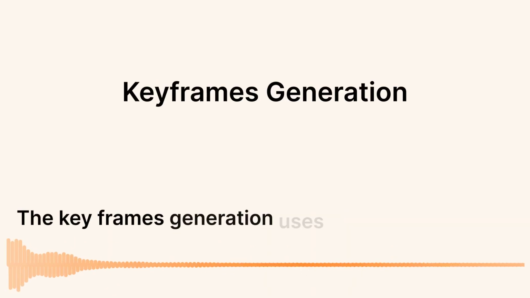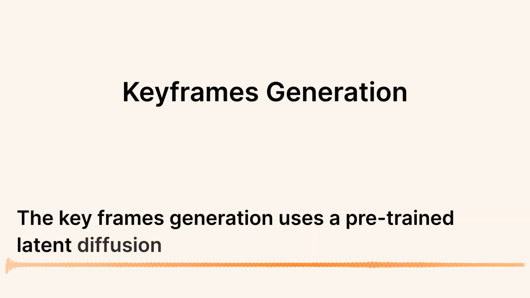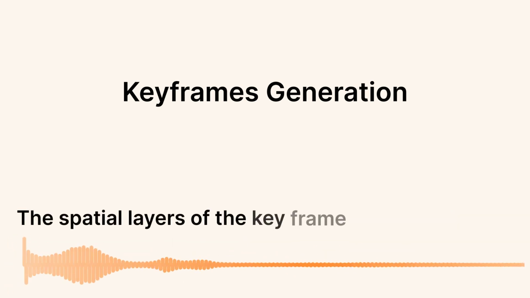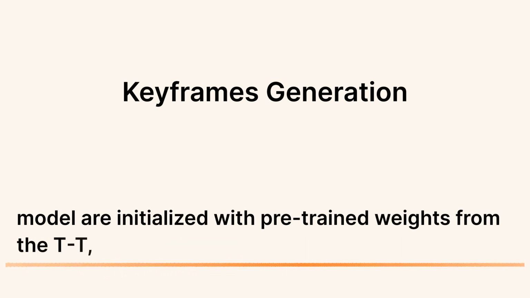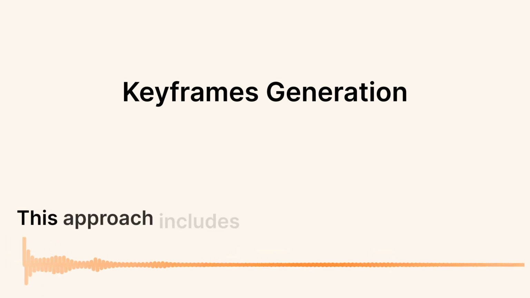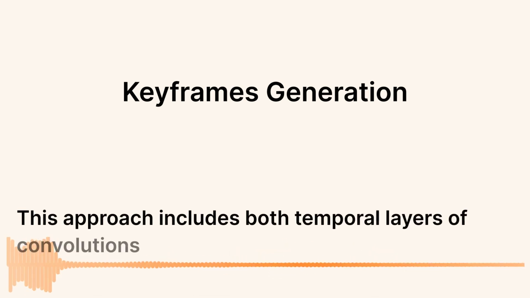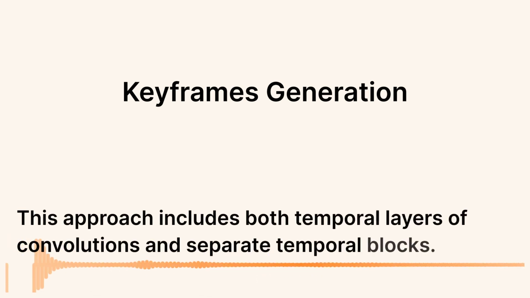The keyframes generation uses a pre-trained latent diffusion text-to-image model. The spatial layers of the keyframe generation model are initialized with pre-trained weights from the T2I model. This approach includes both temporal layers of convolutions and separate temporal blocks.